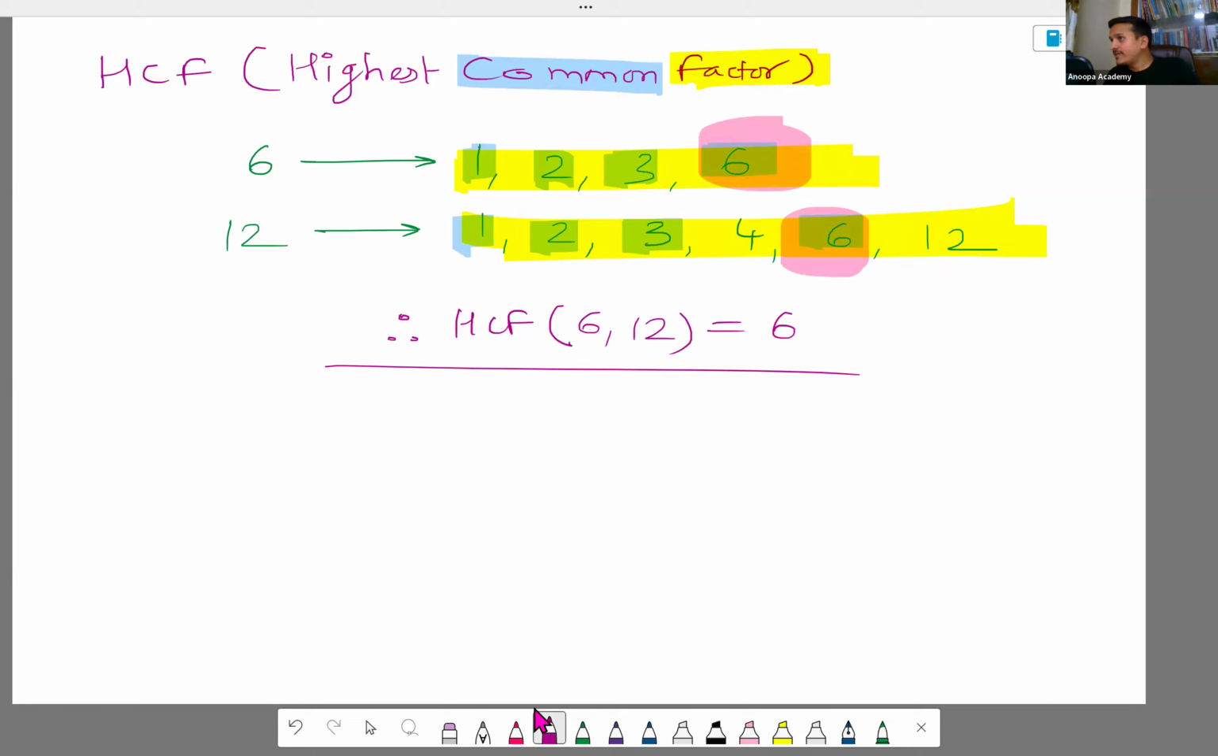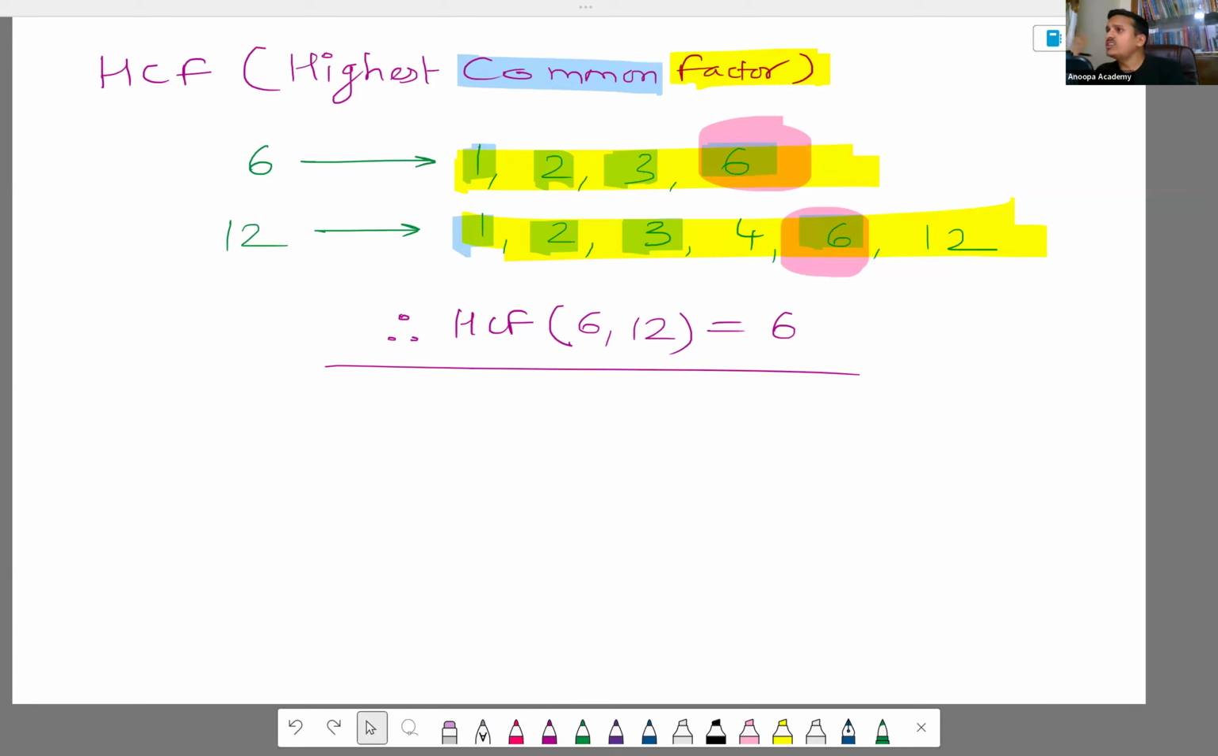6. Okay. See, this is only for conceptual understanding I'm teaching. Please don't use this technique in the board exam. This is only for understanding what is HCF, highest common factor. So first of all, I'm writing the factors, then taking the common and finding the highest common factor. Okay. So highest common factor of 6 and 12 is 6.